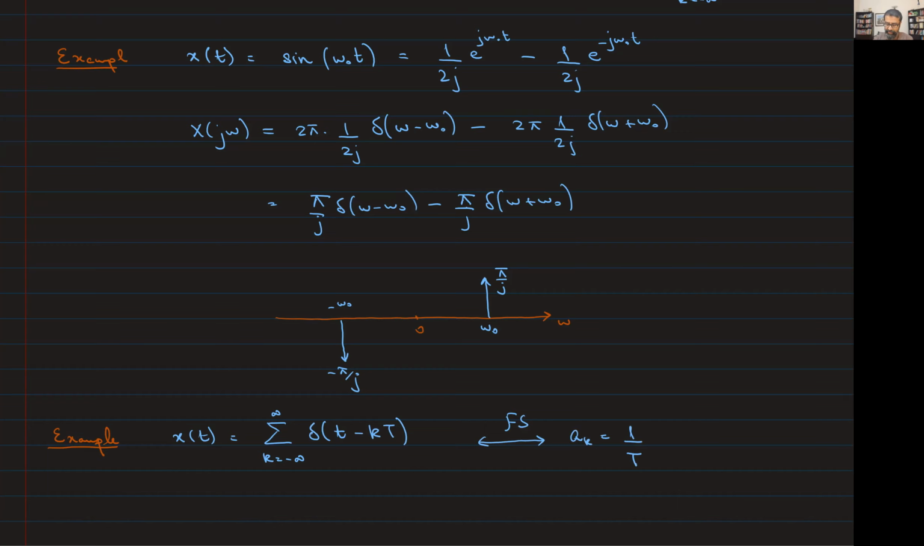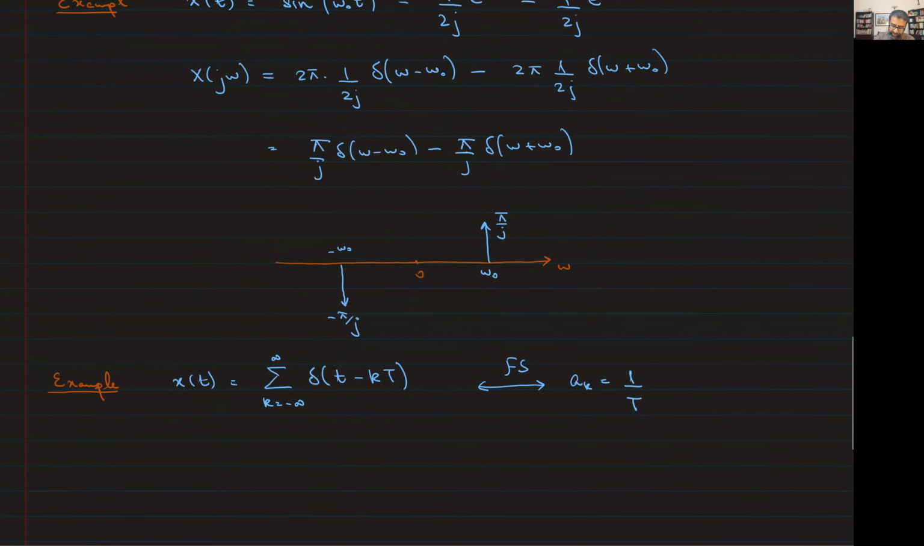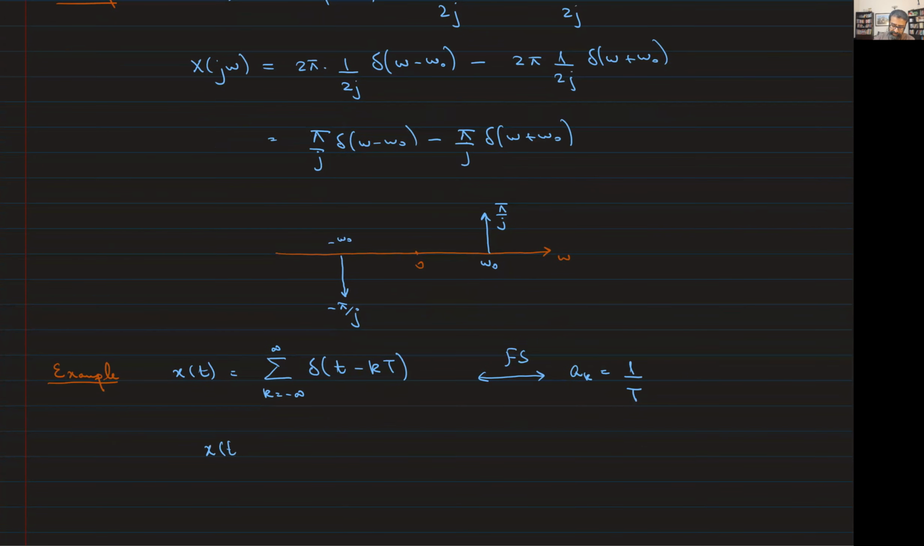We've done that, right? So that means x of t is actually equal to summation, you have 1 upon T outside, k going from minus infinity to plus infinity, e raised to power j k omega naught t, right? So this is something we know, right?